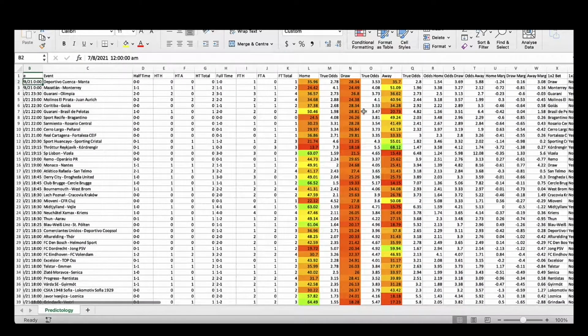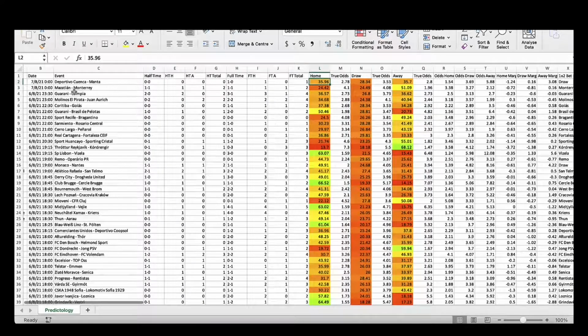Now, what we start to see is that the figure here is a percentage chance or probability of a particular result happening. So in this example, we can see Deportiva Cuenca. They had a 35.96% chance of winning the game, and they did in fact win 1-0. But when we convert that 35.96 into decimal odds, converting the probability into decimal odds, that indicates that the true odds of this event happening are 2.78. Now, if we remember that figure, we'll compare that.